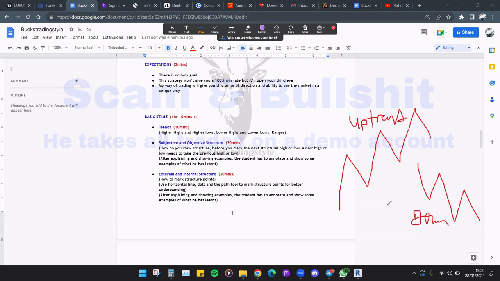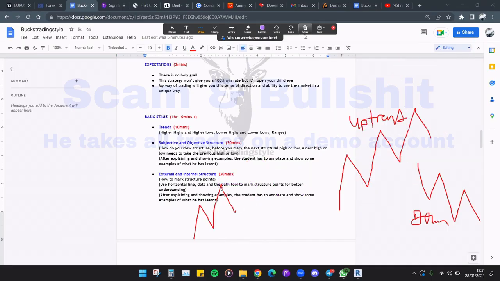Then for ranges, that is when you don't get a clear definition of highs and lows. Probably you might get a higher high, a higher low, a higher high, and then price fails to break this high to give us a new higher high, right?